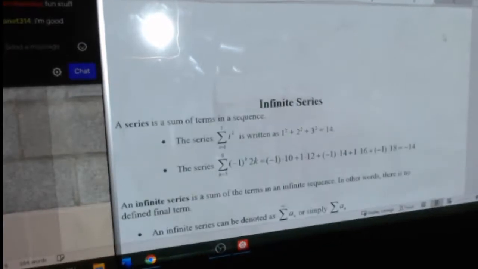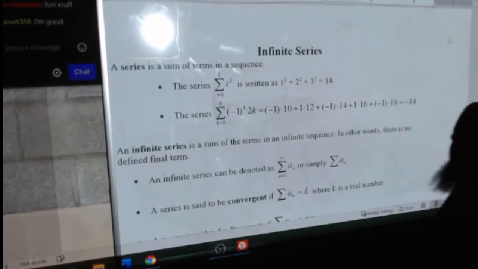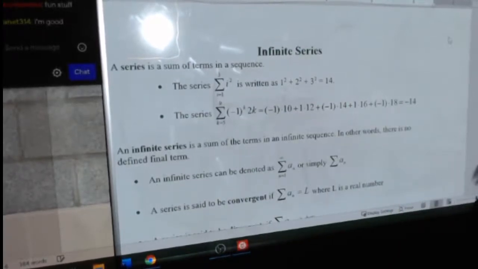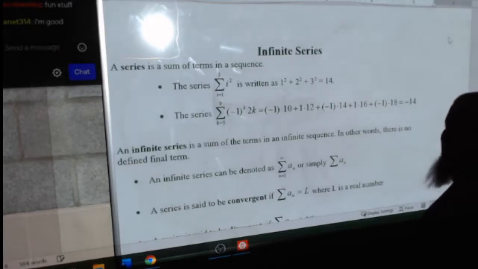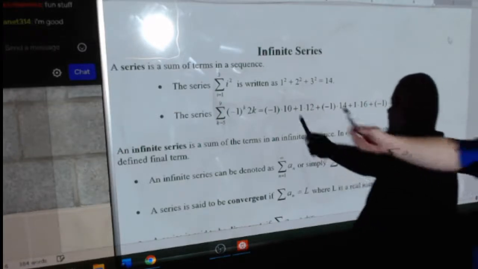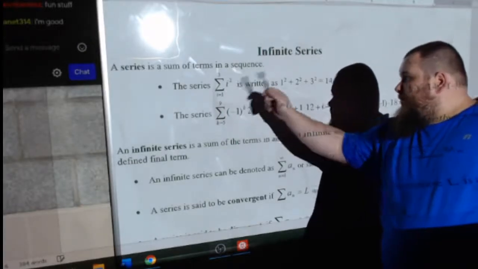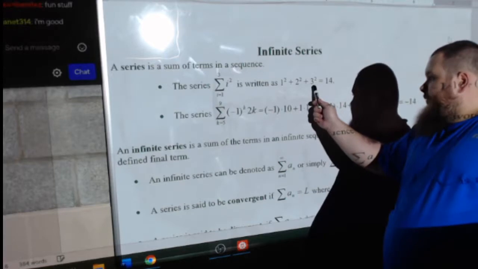So as I said, the whole point of learning sequences was because we want to talk about series. So we have infinite series, which we're going to get into. But first, what is a series? Well, the definition of a series is nothing more than the sum of the terms in a sequence. So just a minute ago I said we could use the sequence n squared. Well, here's the same thing. It's just written as i. So this is the sequence of i squared, which is 1 squared, 2 squared, 3 squared.